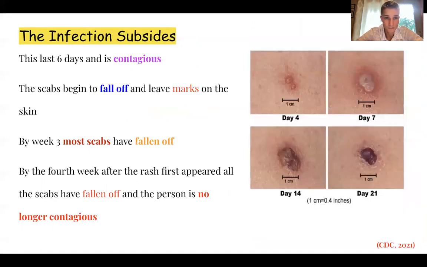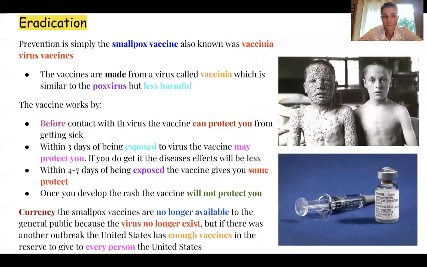And then the infection begins to subside. This lasts about 6 days, and it's still contagious. The scabs begin to fall off, and it leaves a mark on the skin. It could become a scar. By week 3, most scabs have fallen off, and by the 4th week, all the scabs have fallen off, and the person is no longer contagious.